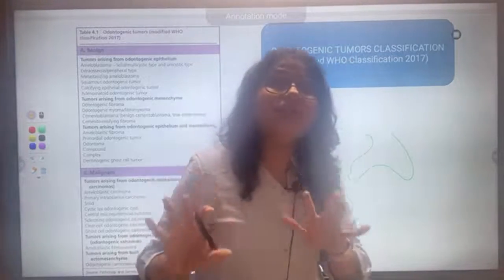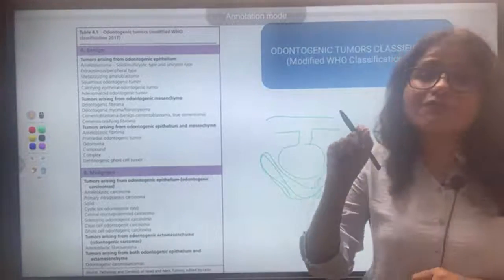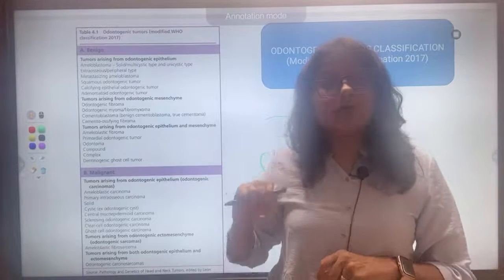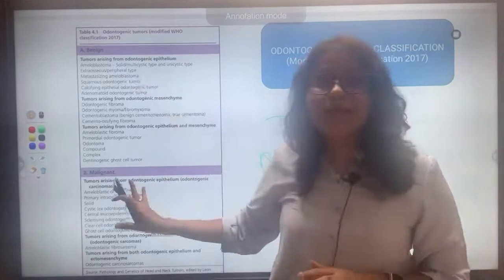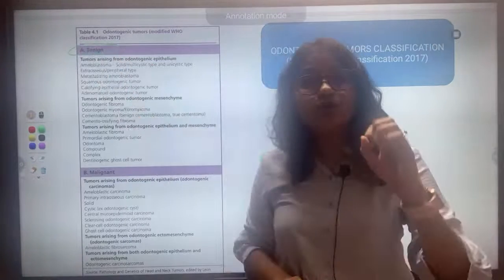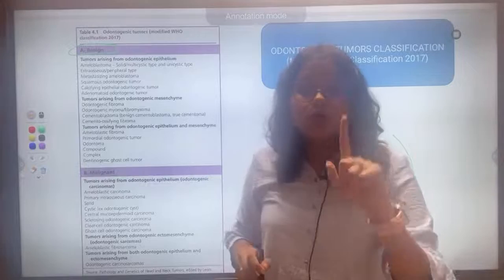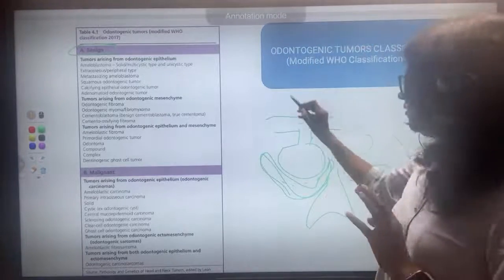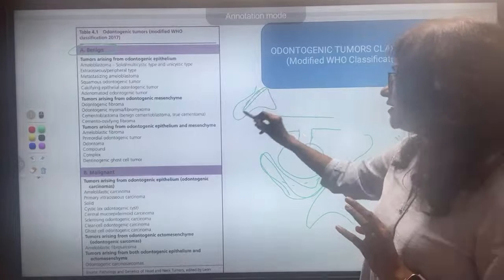So how will we divide the classification also? The classification will also be divided into two types. First is benign and malignant, which we have seen. Let's see benign now. In benign there will also be three headings. Tumors arising from epithelium, I told you, the tooth forming epithelium; if something is forming from it.